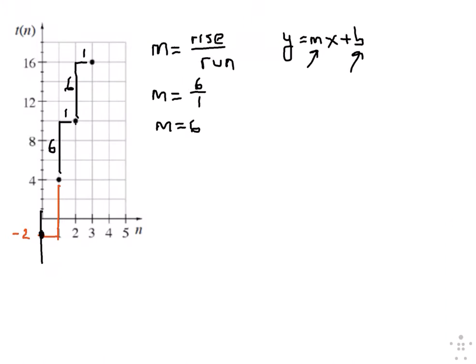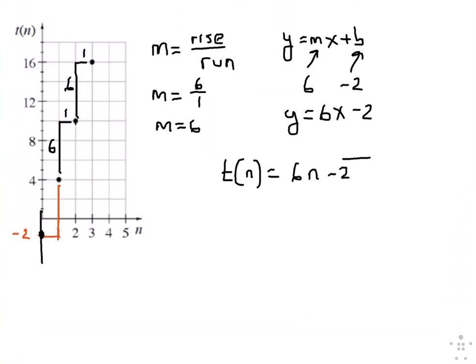So I now know that the slope is 6 and the y-intercept is -2, right? So as an equation of a line, we would write it as y equals 6x minus 2. But remember, they're stating it's a sequence, so we write it in t of n notation, right? The reason we write it in t of n notation is because we want to limit the domain to be positive integers, right? So we write it as t of n equals 6n minus 2.